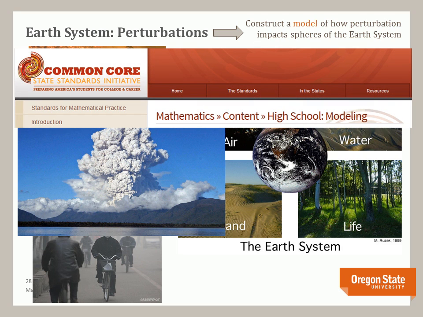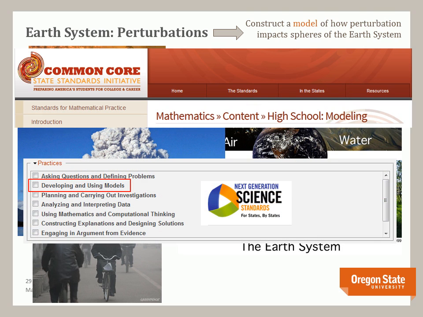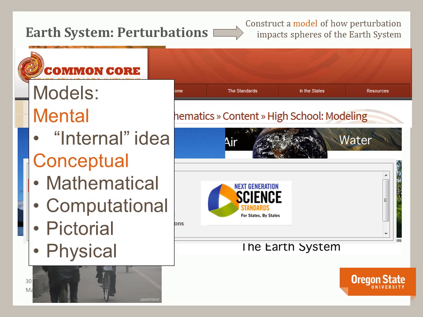Okay, now connecting this to our practice, specifically about modeling, which has been a big focus in both the Common Core State Standards, which has a high school standard about modeling, and the Next Generation Science Standards, where one of the fundamental practices of science is developing and using models. Okay, and a little bit about models. There are two general types. There are mental models, which is an internal idea that you construct in your head. You may not share this. It's idiosyncratic, meaning that it's particular to the individual.